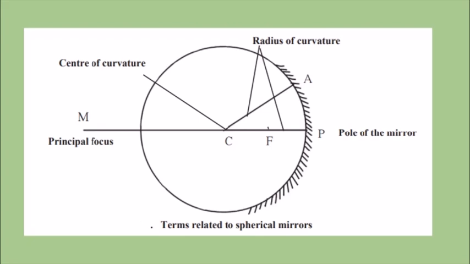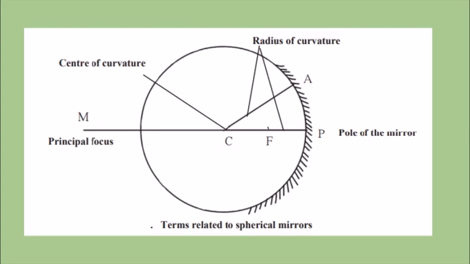Next we have the radius of curvature. The radius of the sphere of which the mirror is a part is called the radius of curvature of the mirror. Here you can see CP, or you can also say CA. Both of these are the radius of curvature of the mirror. Next we have the principal axis. The principal axis is the straight line which passes through the pole and the center of curvature of the mirror. So you can see P and M. This becomes your principal axis.